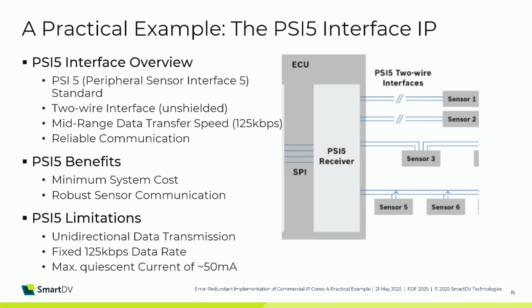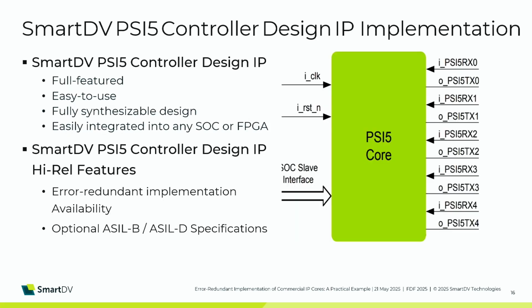And it has some features that are commonly used in the industry right now. It also has some limitations. For example, it just offers a 125 kilobit per second data rate possibility and maximum quiescent current of 50 milliamps, unidirectional data transmission, but it has also quite a few advantages because it is really a robust and very cost-sensitive interface. So the SmartDV implementation is a pure RTL design, so we deliver that design in plain Verilog, human-readable Verilog. It's very easy synthesizable to both ASIC as well as FPGA. And when it comes to functional safety requirements, we offer both ASIL-B as well as ASIL-D compliance with that IP.